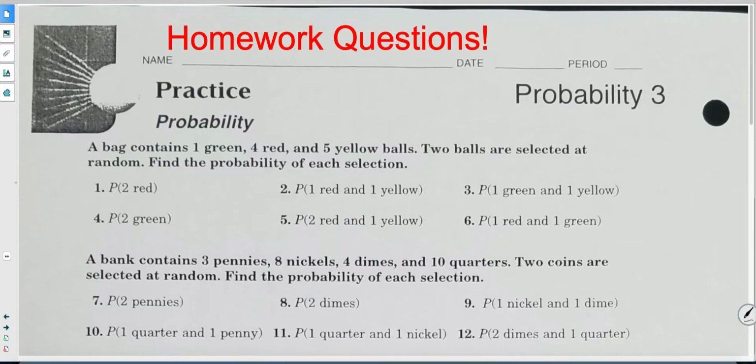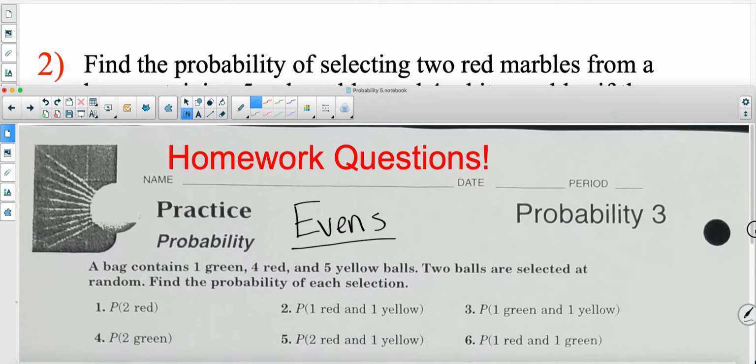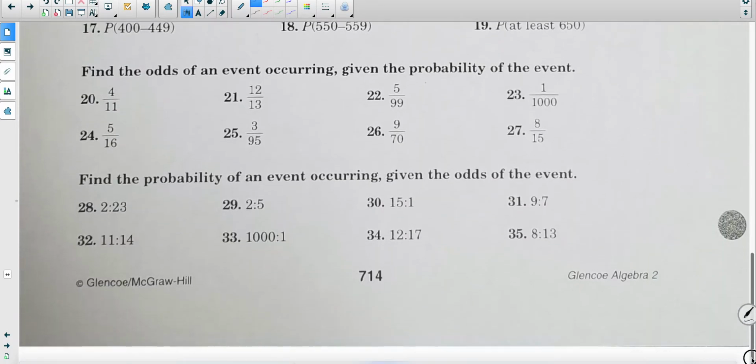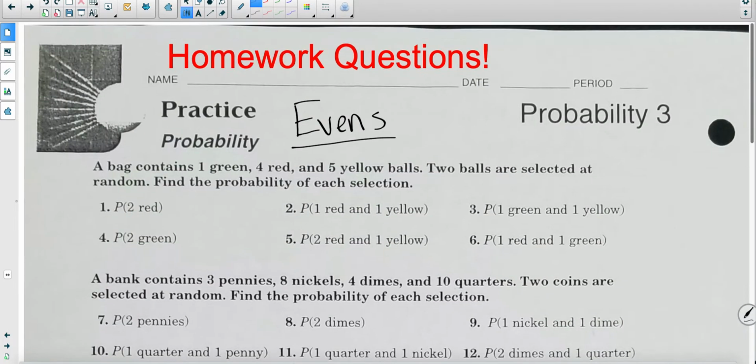So the next thing we're looking at is your homework, and I'm just going to work through a few of these so that you can see some ones that I assume you might have some questions on. Remember that we only need to do evens on these, so those are going to be the ones I'm looking at, and this should be the back page, your probability 3. If we want the exact page, that should be page 714.